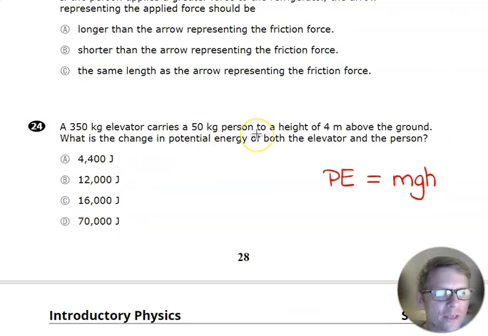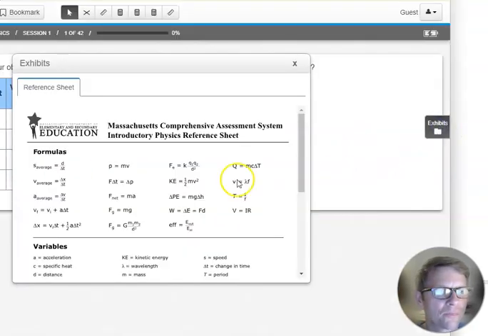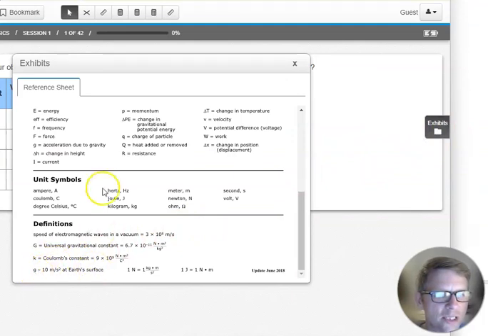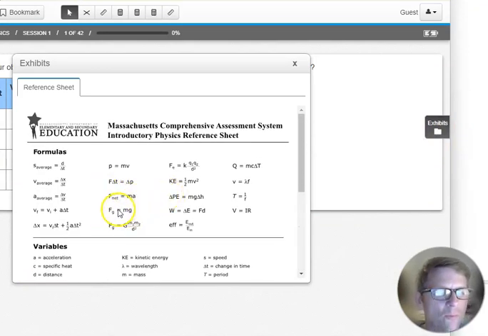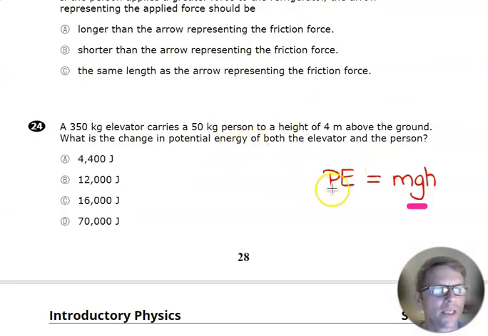In this one, we've got an elevator, and we're saying plug into PE equals mgh, and then you'll get an answer when you plug in. They wanted the whole thing, so I guess you're just going to do 400 kilograms times g. Remember, g is always 10, and that can be found in your exhibits. It says down here g is 10, and we also know that force weight is mg, and that's the same g here for potential energy. So plug in and you'll get an answer. I think it works out to be 16,000.